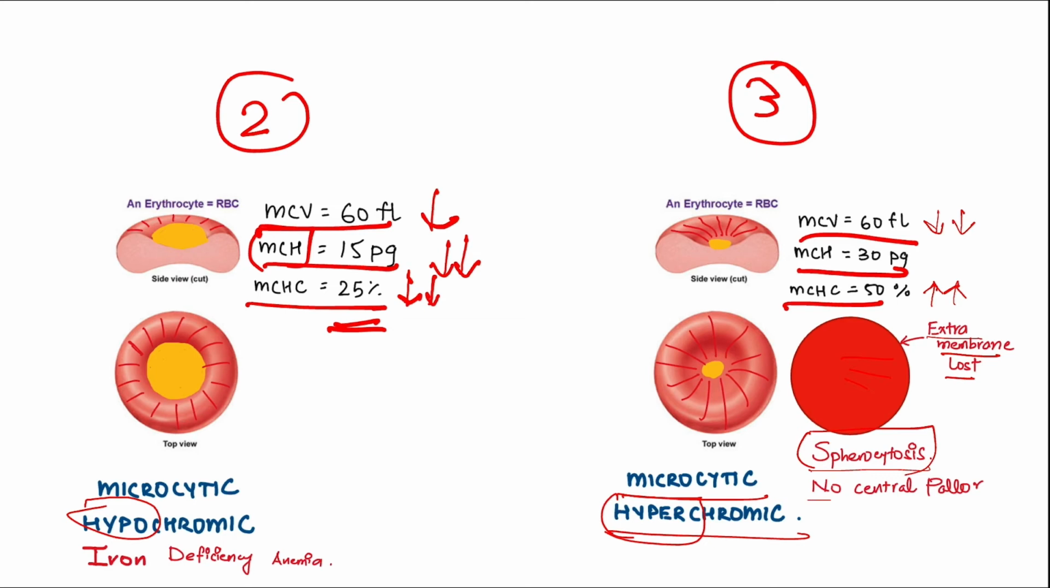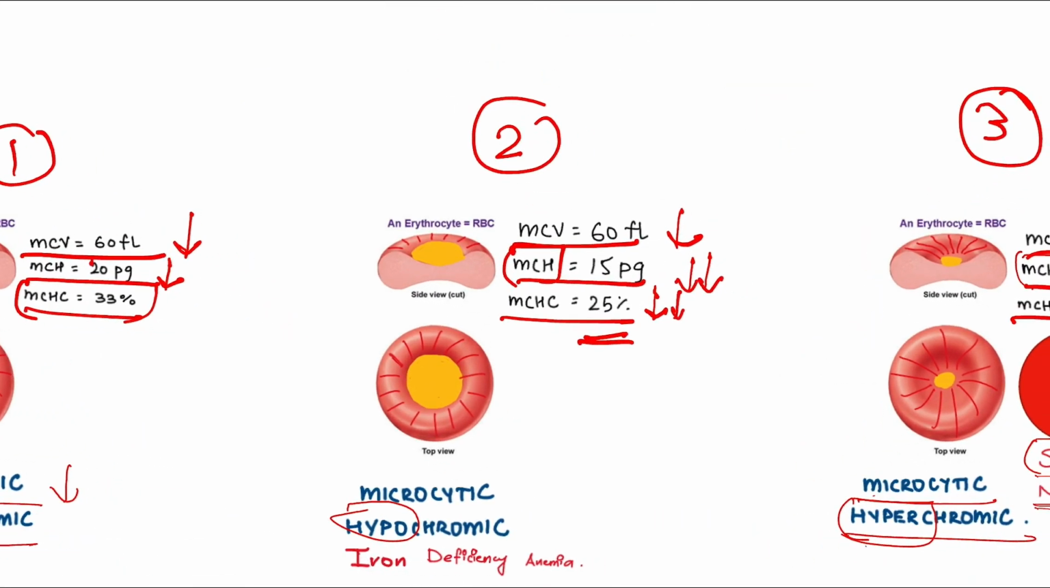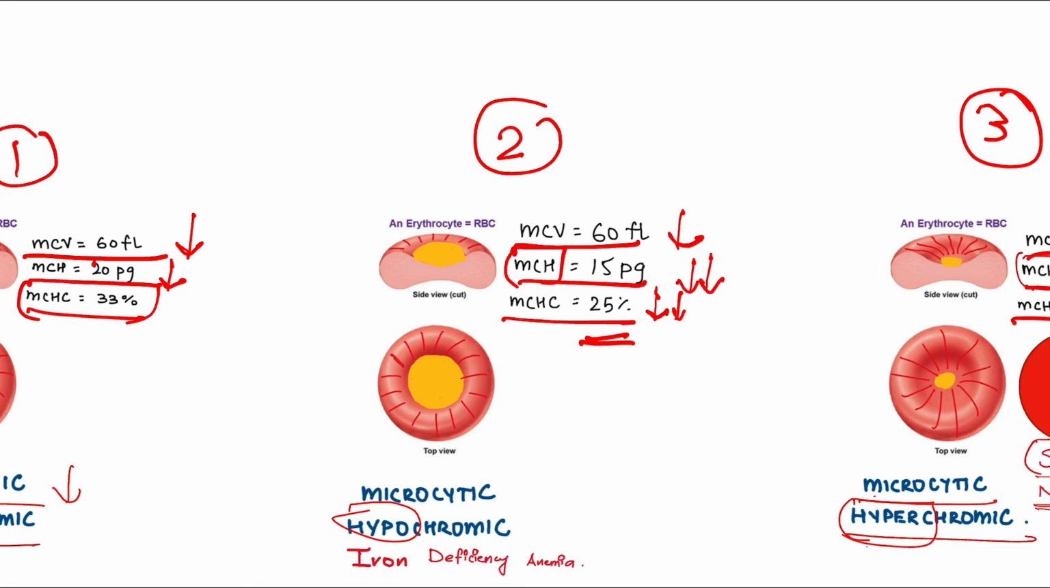Here you cannot see any central pallor because there is a very large decrease in mean cell volume, but MCH remains constant. So that cell is called microcytic hyperchromic. Microcytic hypochromic cells we can see in patients of iron deficiency anemia.